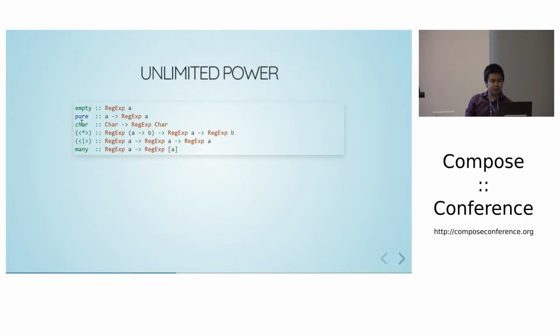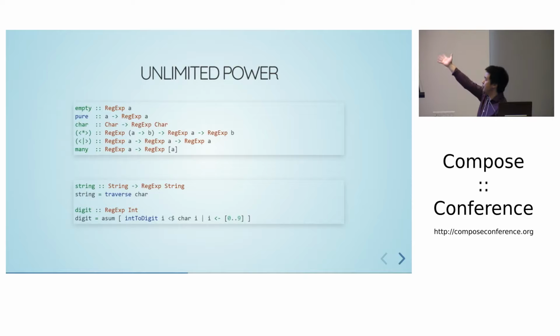And you notice 1, 2, 3, 4, 5, 6. This is all 6 elements. And we have a full Regex type. Here's some examples of using this type. It's really nice to do string. We just need a traverse char. This kind of comes from the magic of applicatives. You can define digit just as a useful combinator.